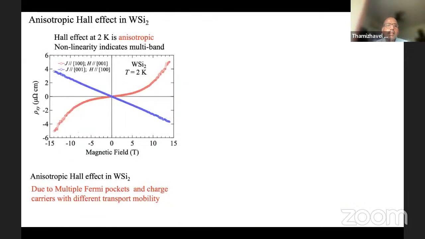The interesting feature in this WSi2 is that it shows a large anisotropy in the Hall effect. You can see that at 2 Kelvin, the Hall resistivity shows a nonlinear behavior, indicating multiple types of charge carriers. If you pass the current along this 001 direction and the field along this 100 direction, then it shows a very linear, electron-dominated Hall effect here. So this type of anisotropy in the Hall effect has also been observed in some of the other systems.